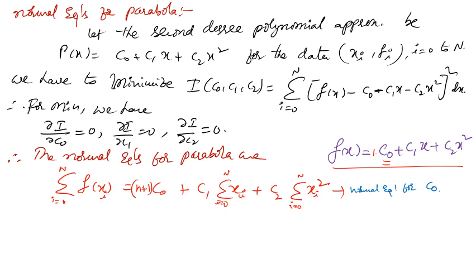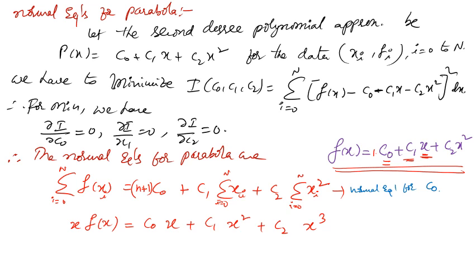And coming to the second one, what is c1? I have to write for c1. What is its coefficient? x. Multiply this entire equation by x. Then what is this? x into f of x equal to c0 into x plus c1 into x square plus c2 into x cube. Then take the summation.